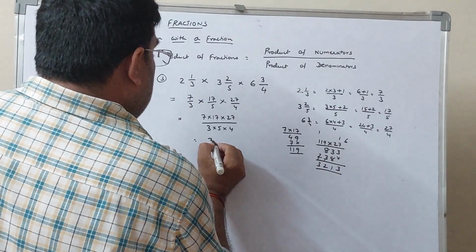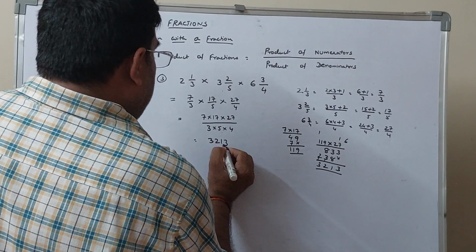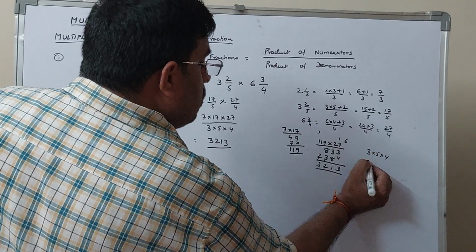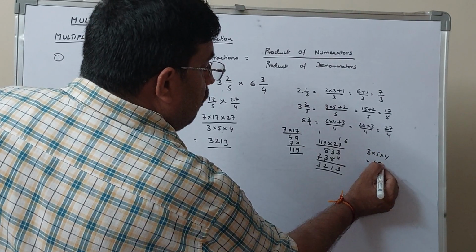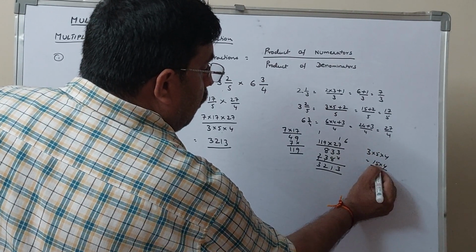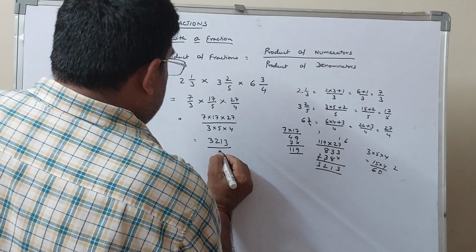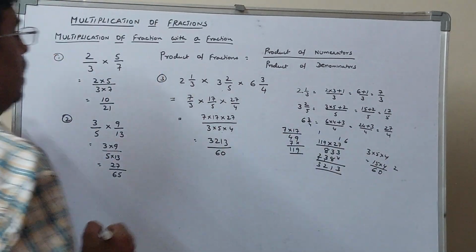So 3213 by 3 into 5 into 4, that is 3 fives are 15 into 4, which is 60. This is the solution.